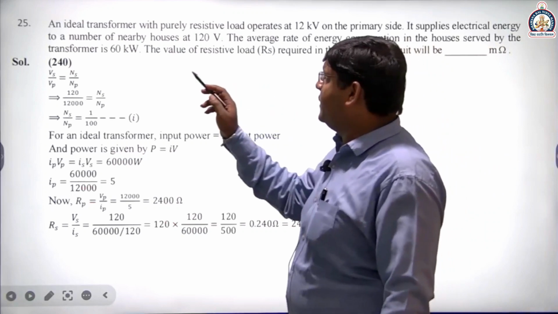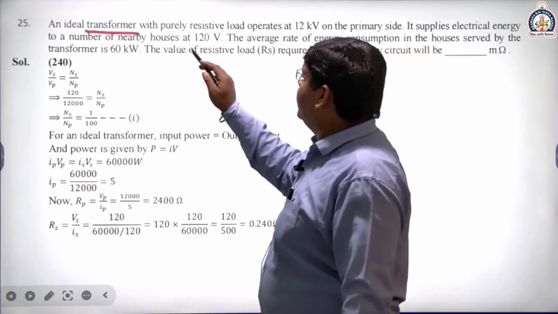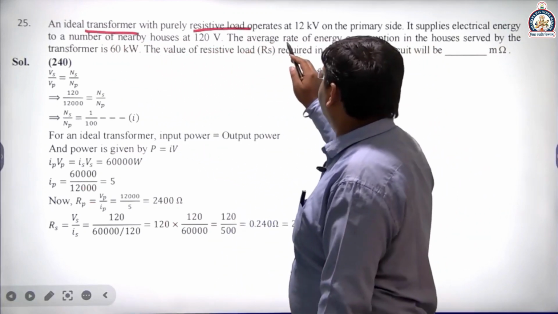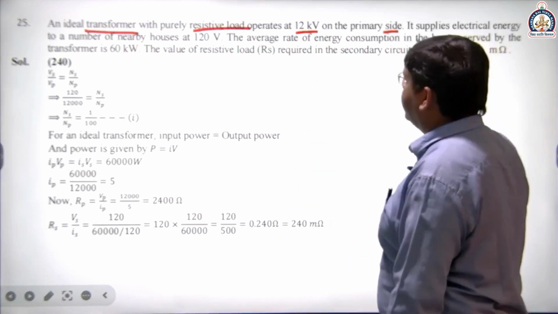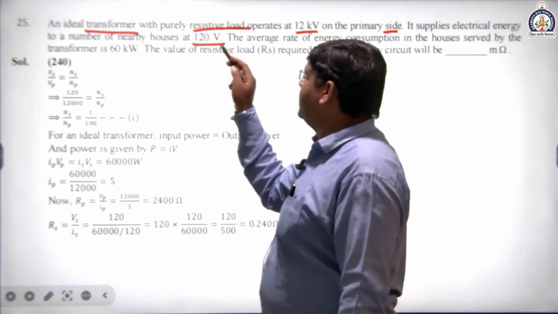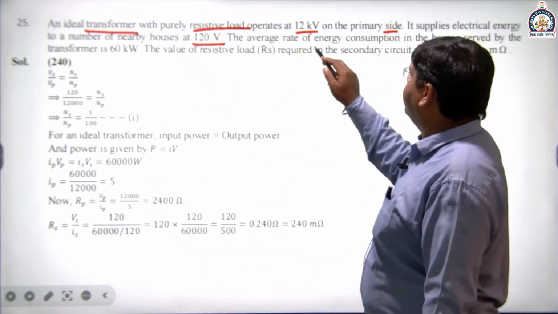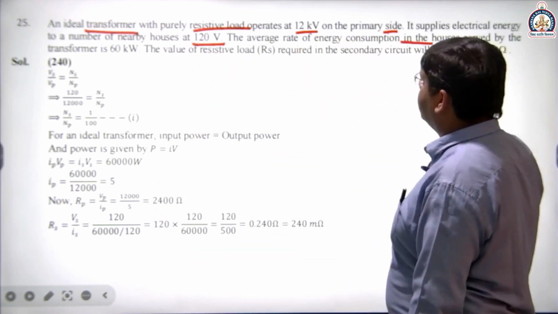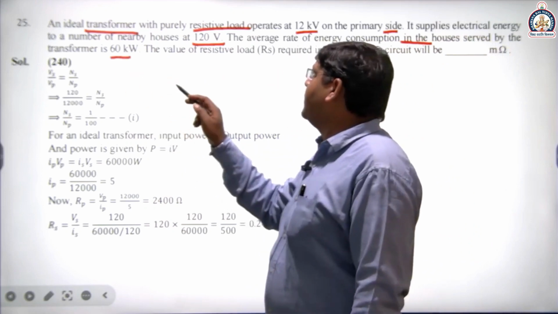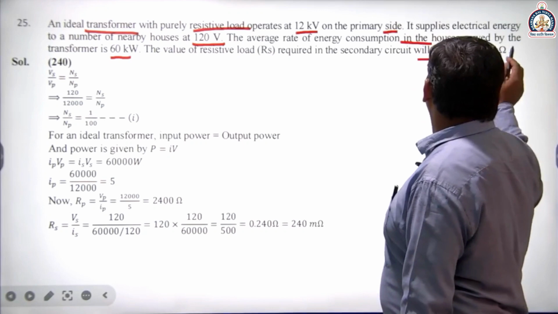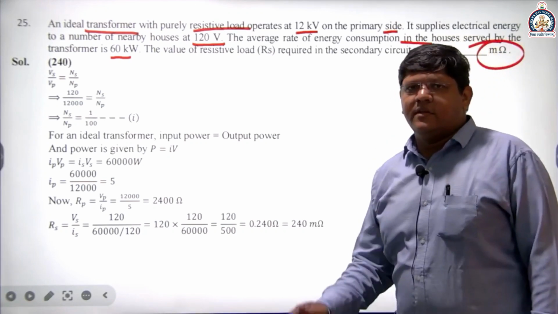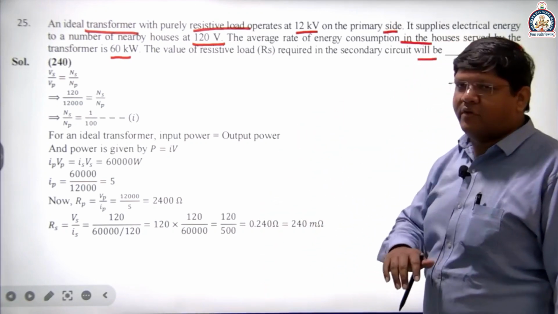This question is related to an ideal transformer. An ideal transformer with a purely resistive load operates at 12 kV on the primary side. It supplies electrical energy to a nearby house at 120 volt. The average rate of energy consumption in the house served by the transformer is 60 kilowatt. The value of the resistive load in the secondary circuit is to be found in mega ohm. This is simply the application of the transformer.